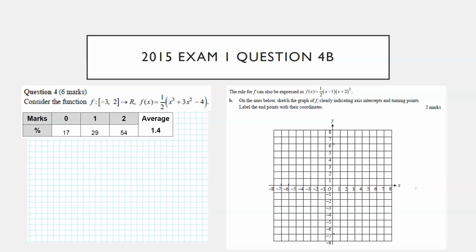There's a part A to the question, which asks us to find stationary points, which is not the focus of our video. And then in part B, we're asked to graph f, clearly indicating axis intercepts and turning points, and then to label endpoints with coordinates. So notice here that the axis intercepts and turning points are not explicitly mentioned to be given as coordinates, but we will. All right, so let's see what we need to include here. So from part A of the question, we're going to have some stationary points. So I'm going to tell you what those are.